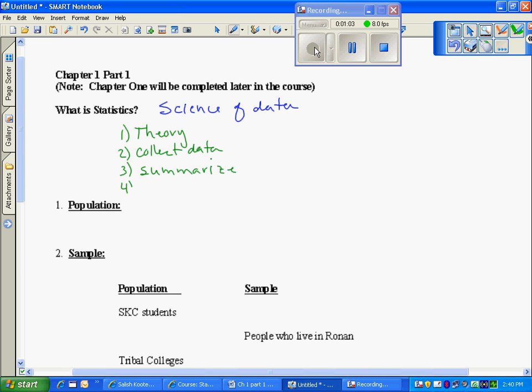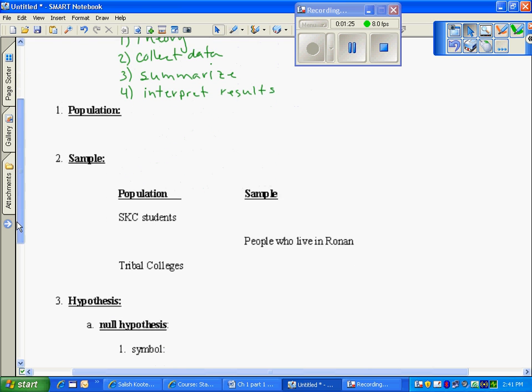And the last thing we're going to do is interpret the results. And when we interpret the results, our hope is that we make a decision about our theory. Now, it's not going to be 100% correct. We could always make mistakes, and we'll talk about what those mistakes are called later.